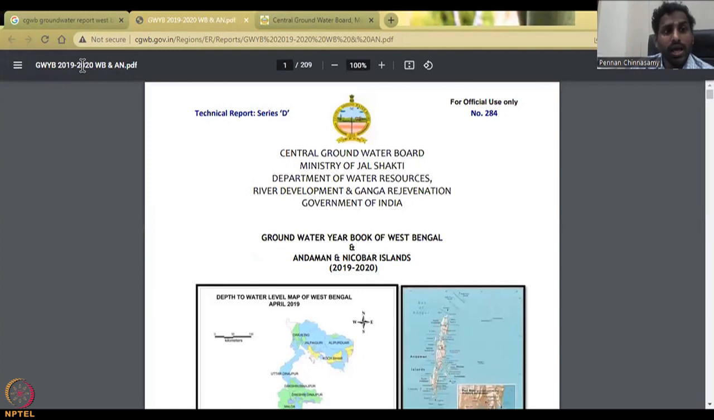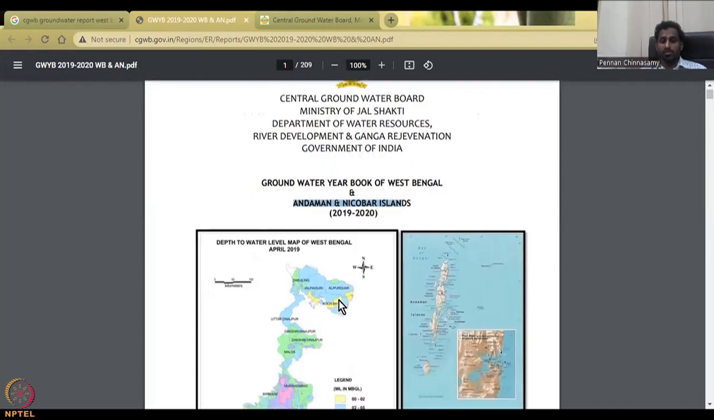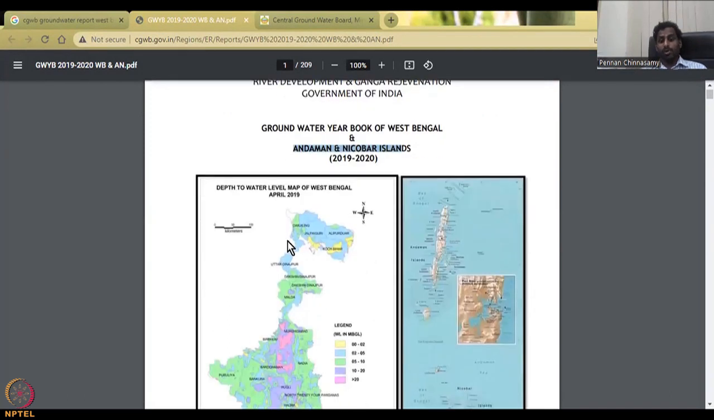They call it a yearbook, and it is 2019-2020 West Bengal. Okay, WB stands for West Bengal, and AN is Andaman Nicobar Islands. So what is this? Every region has a regional office, and that office is mandated to monitor groundwater in certain locations. So this West Bengal office has to monitor West Bengal plus Andaman Nicobar Islands. Maybe the size of the state also plays a role, right? Because Maharashtra is much bigger than West Bengal, and I would assume that West Bengal office is as big as Maharashtra, so they would put two states in one office.